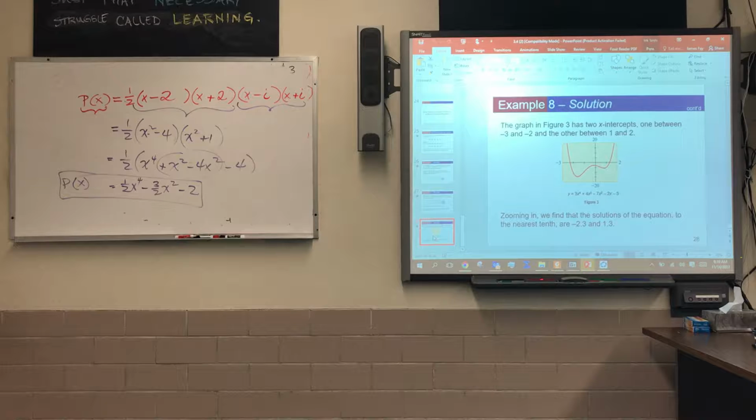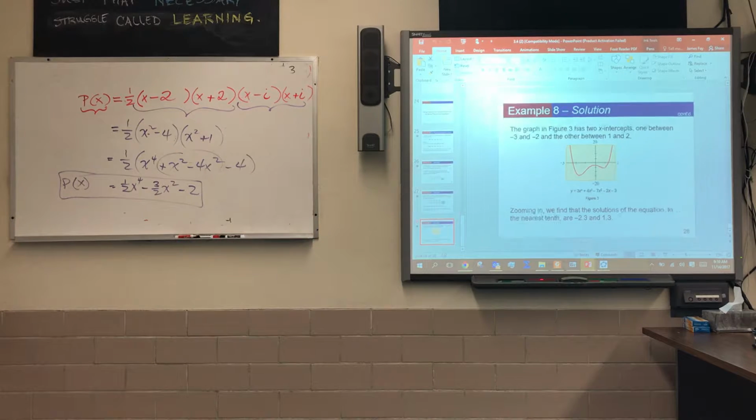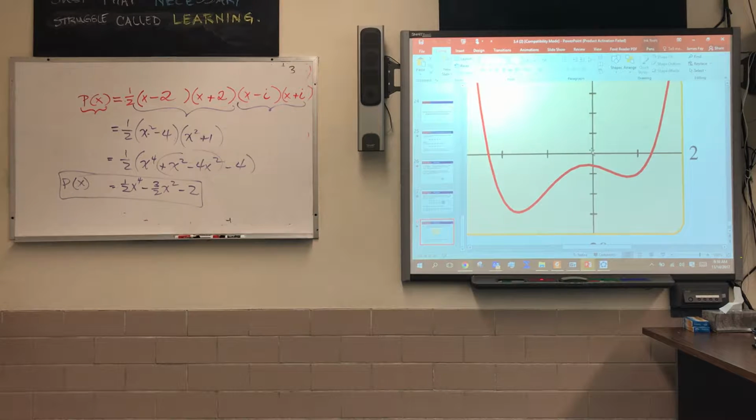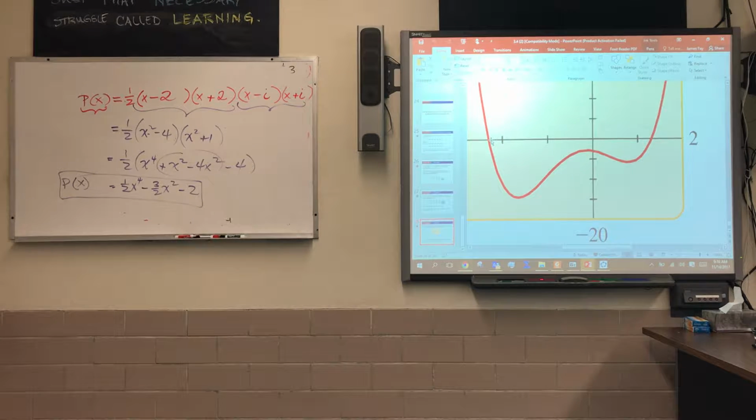So, what are those zeros then? Okay? Because when we zoom in, those are zeros right there and right there. They physically cross the x-axis, right? But if they're not rational zeros, what do they have to be? They have to be irrational. Okay? Now, if they're irrational, then we've got some work to do to find them.